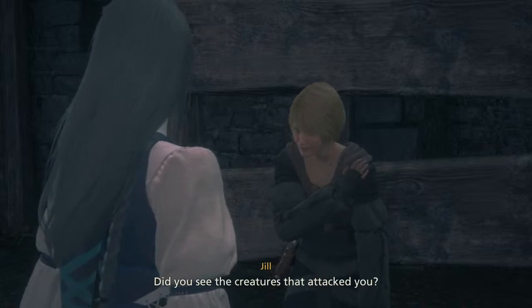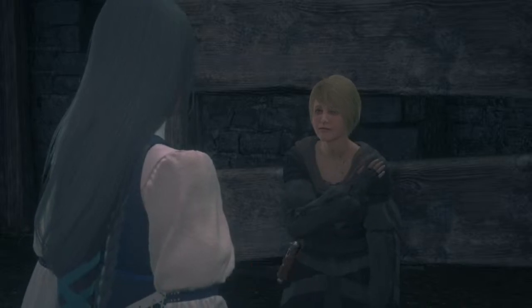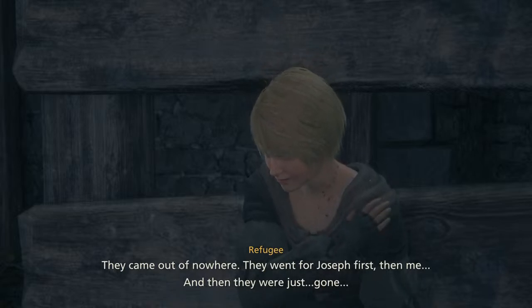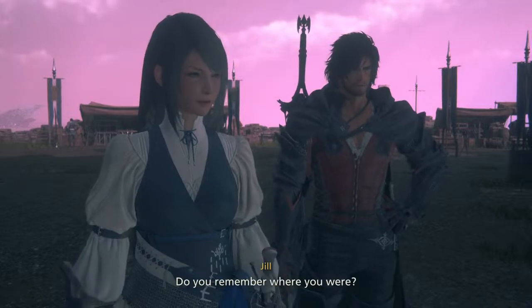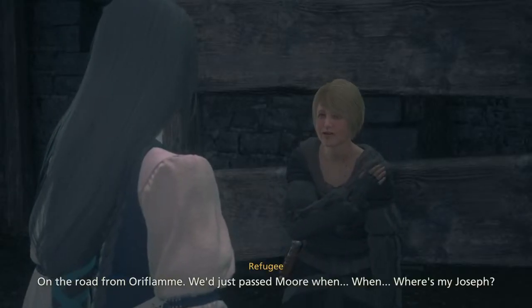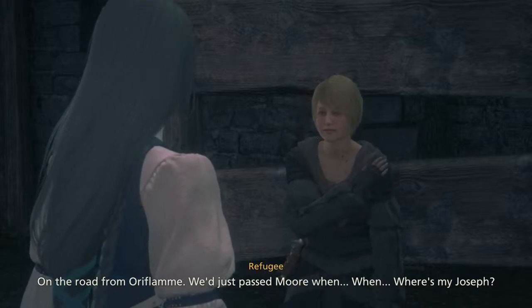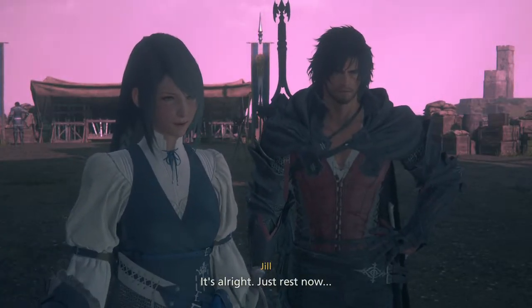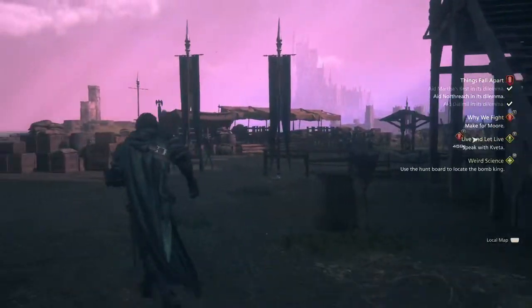Did you see the creatures that attacked you? Creatures? Yeah, they came out of nowhere. They went for Joseph first, then me, and then they were just gone. Do you remember where you were? On the road from Oriflamme. We just passed Moor when... Where's my Joseph? It's all right. Just rest now. At least we have an idea of where the thralls might be now. We should head for more.